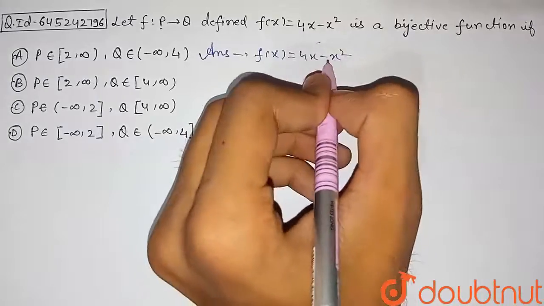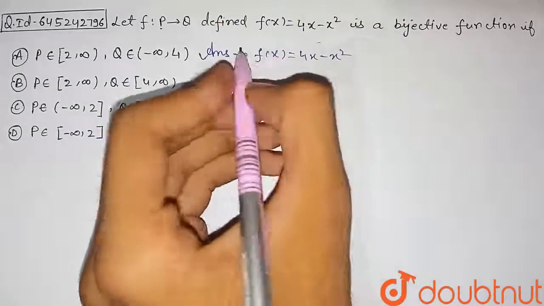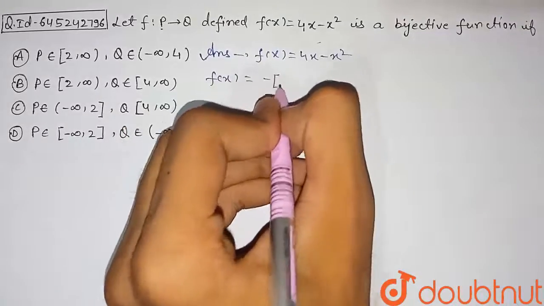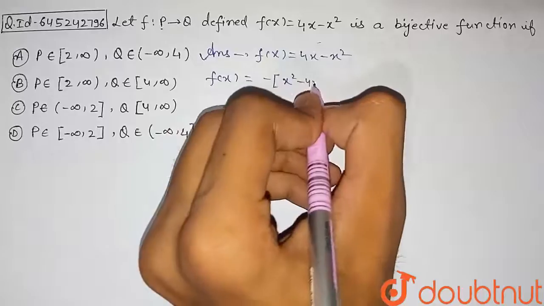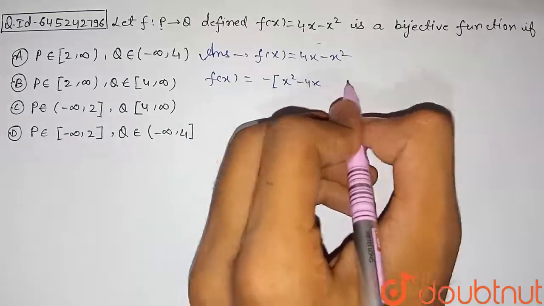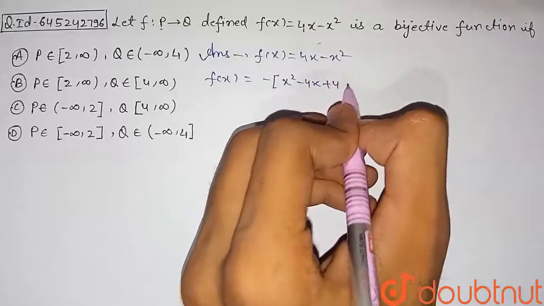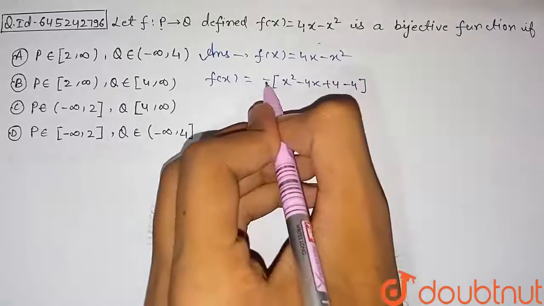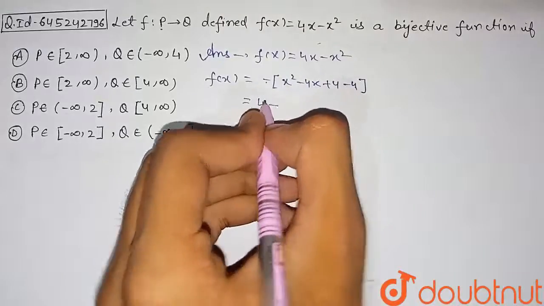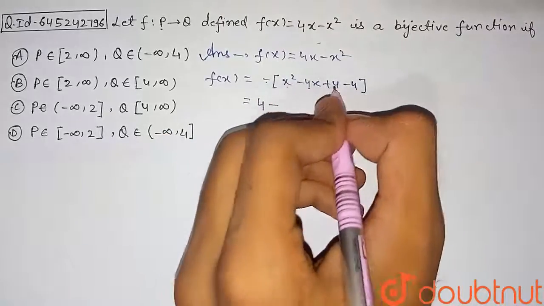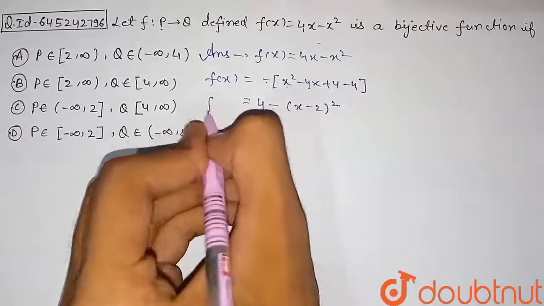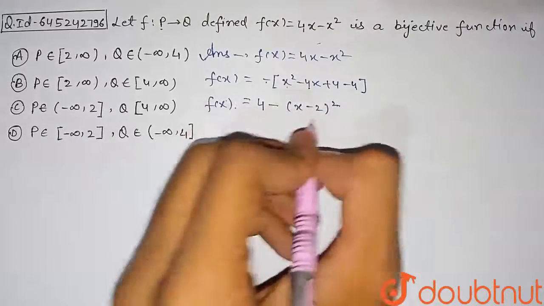If we take a minus common and add plus 4 and minus 4, we get f of x equal to minus of x square minus 4x, plus 4 and minus 4. This minus into this minus comes out to be 4. So here we have 4 minus, and x square minus 4x plus 4 is x minus 2 whole square. So our function f of x is 4 minus (x minus 2) whole square.